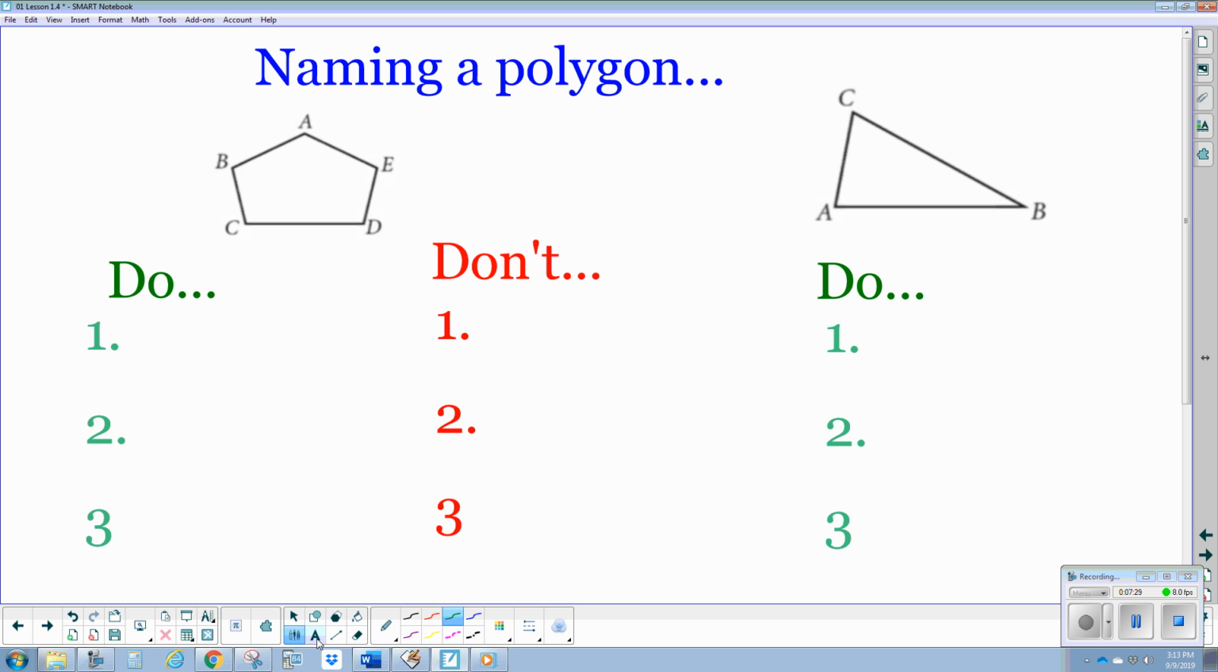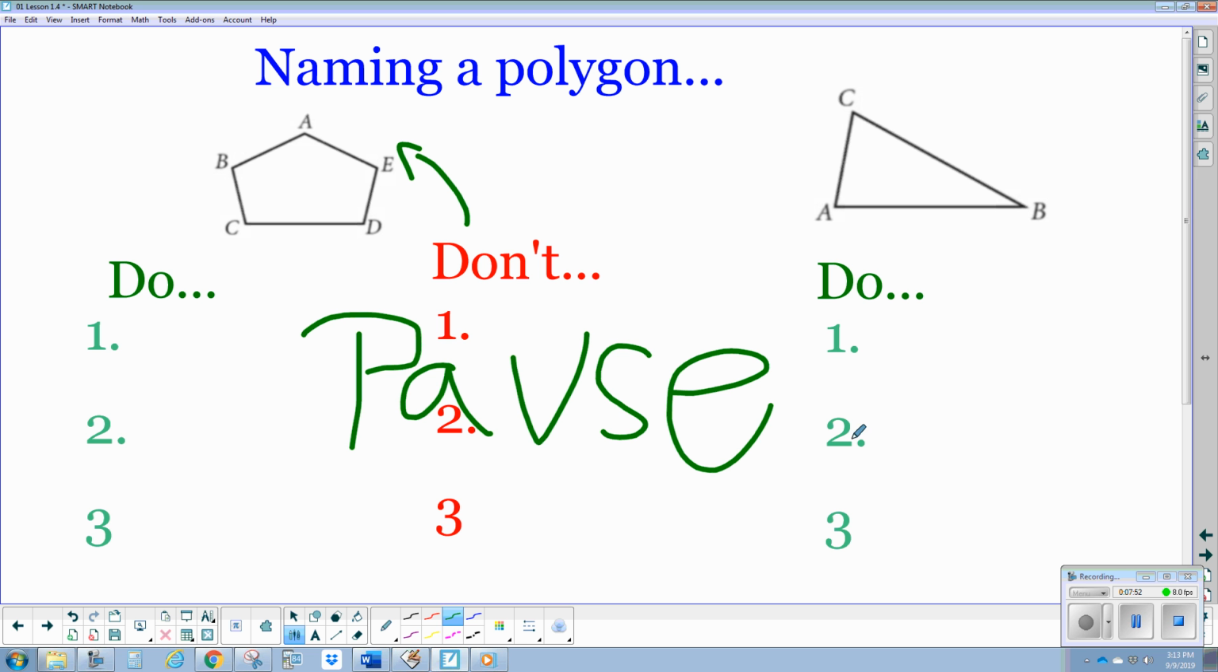I'm going to give you a minute to look at this, make a list of ways that are appropriate to name a polygon, and a list of ways that are not appropriate to name this polygon. It's a pentagon, that's its classification, but now actually name it. So pause the video while you work, and then you can unpause for the solution.